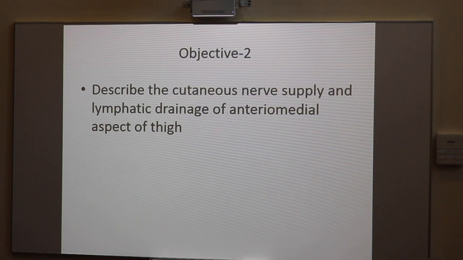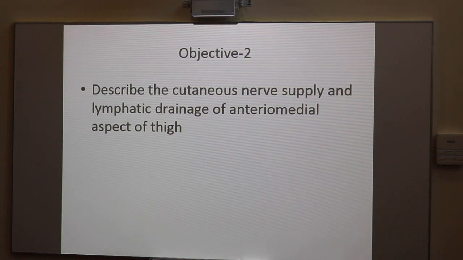Okay, so the second objective which we would have in this session is to describe the cutaneous nerve supply and the lymphatic drainage of the anterior medial aspect of the thigh. Why are we dealing with this? Because once you open up the superficial fascia, you would have superficial structures, which include the sensory nerves, cutaneous nerves, which are supplying the skin. We say cutaneous because they are supplying the skin.